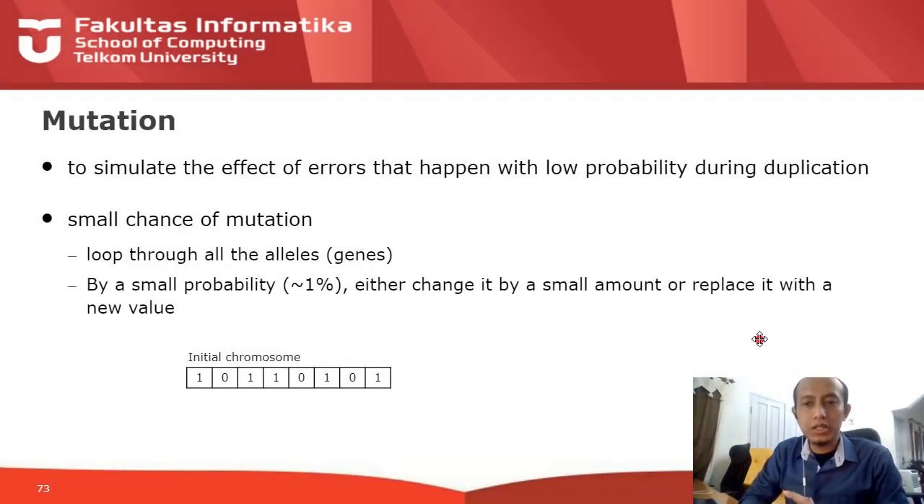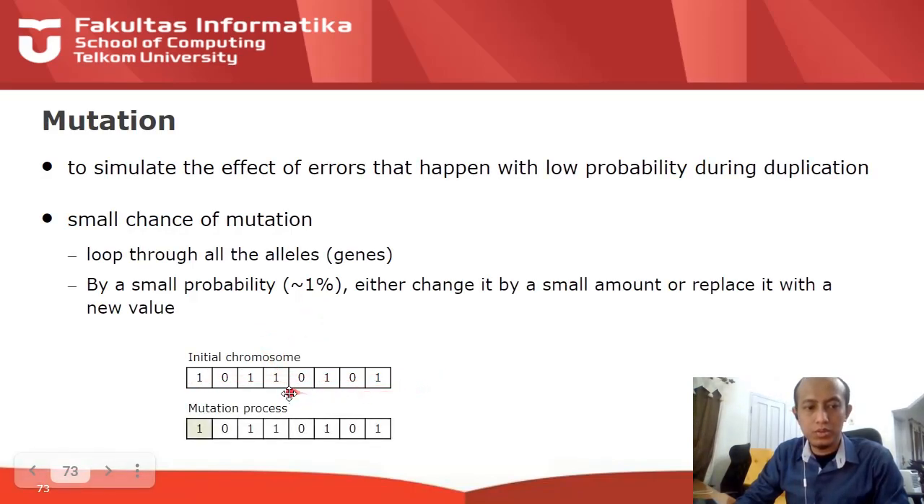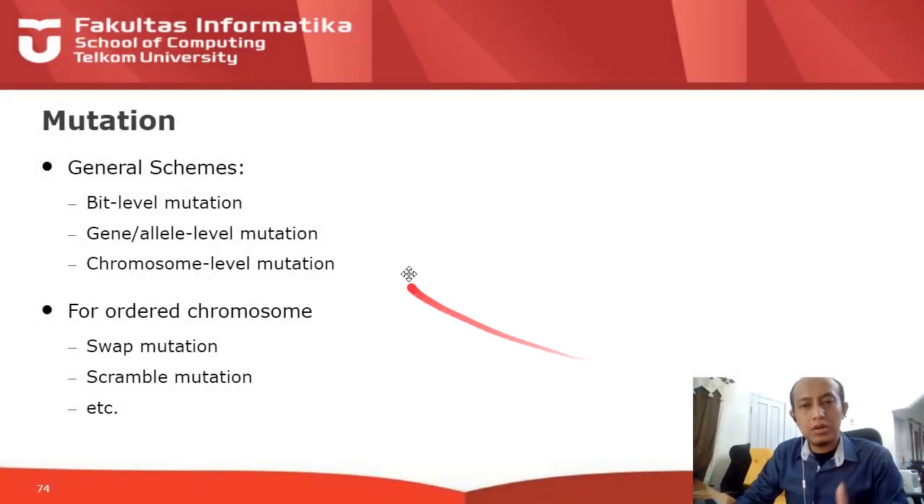Mutation is a genetic algorithm technique that simulates the effect of errors that happen with low probability during duplication. By a small probability, about 1%, either change a gene by a small amount or replace it with a new value. There are also other kinds of mutation.